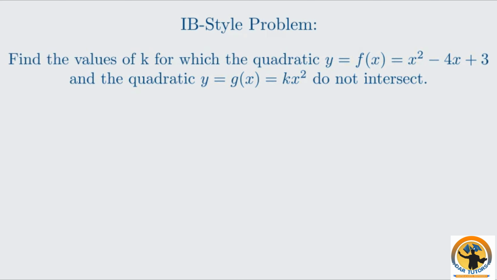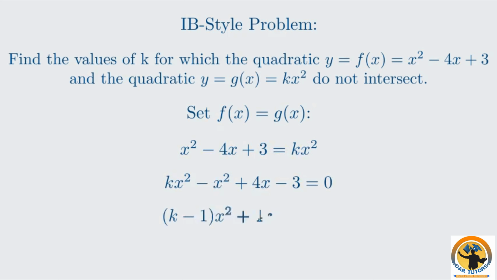If they intersect, their y values must be equal at the point of intersection. So, to find their intersection points, we set f of x equal to g of x. This gives the equation x squared minus 4x plus 3 equals kx squared. This looks like a quadratic equation, but it has 2 variables, x and k. To solve for the values of k, we need to rearrange it into the standard form of a quadratic in x, which is (k minus 1) x squared plus 4x minus 3 equals 0.